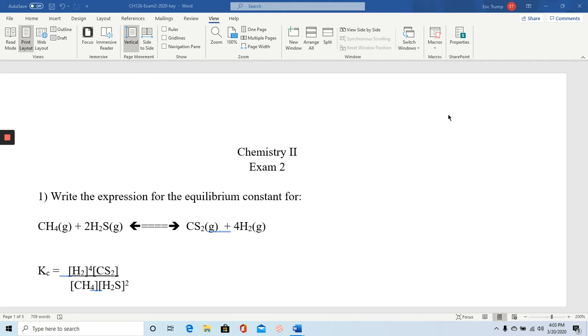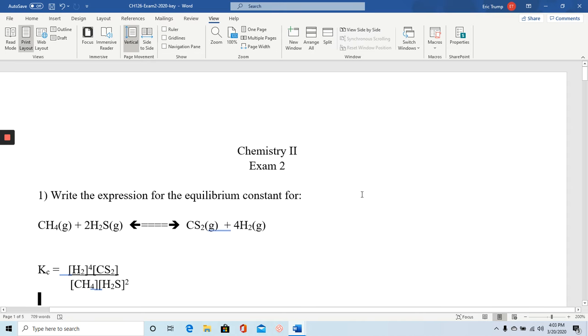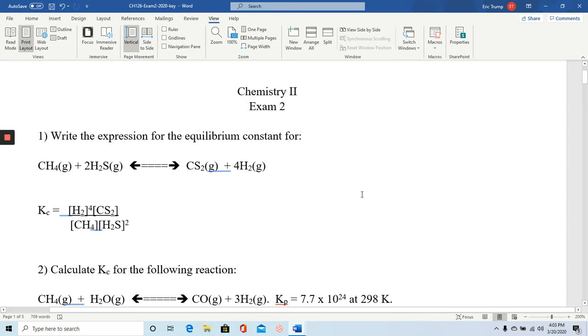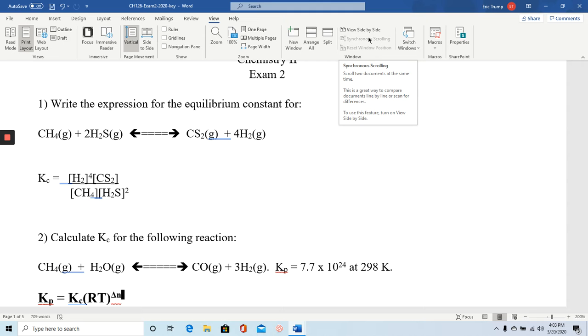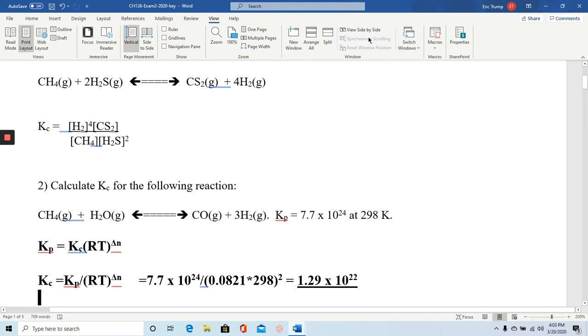This is the key for the second part of the exam, which involved equilibria and acids and bases. First question was to write the equilibrium constant expression for this reaction. Okay, and I think just about everyone got that one right.